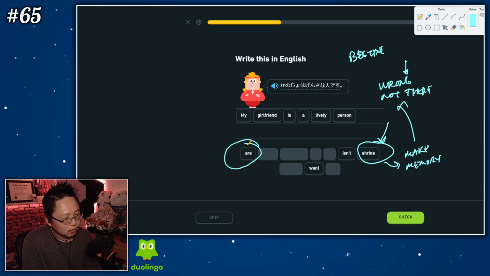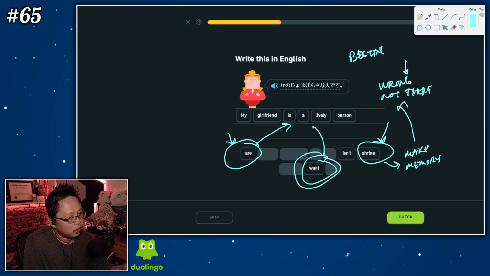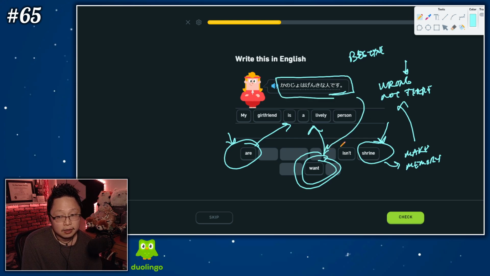So even having a word bank, you can make the word bank useful. Like, how could I incorporate "are" into this? How could I incorporate "want" into this? How do you convert this phrase into expressing want? I don't always do that. You can, and it will slow you down even more.